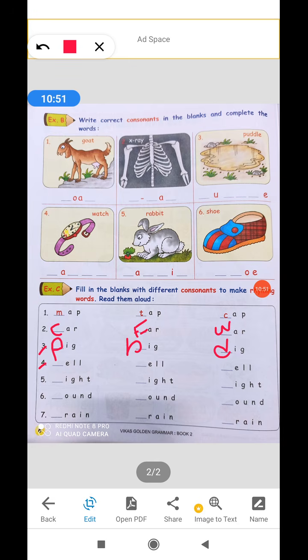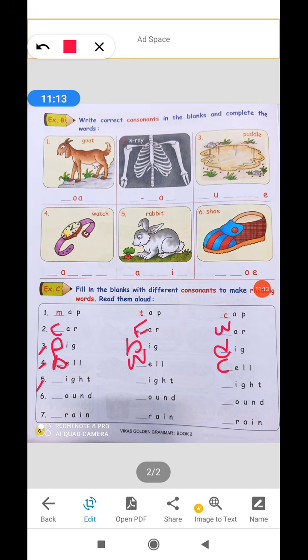Moving to the fourth one. What will it be? Bell. B-E-L-L, bell. Then well, W-E-L-L, well. Then cell, C-E-L-L, cell. Now what we have made are rhyming words, all with consonant letters. Moving to the fifth one.